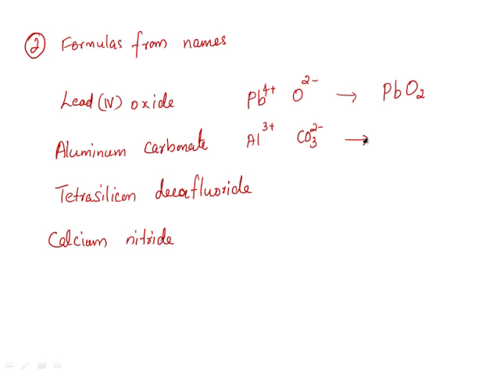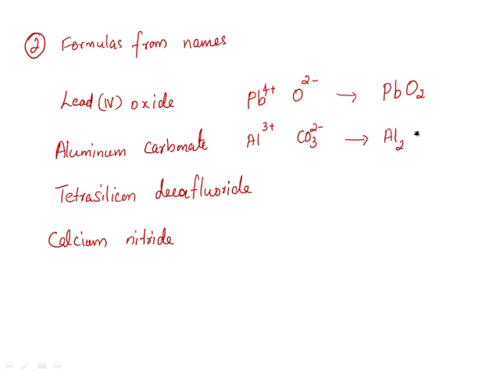Whenever we have 2 and 3, what is the number we are looking for? 6, the common multiple of 2 and 3. So if you can get 6 positive charge and 6 negative charge, it's neutral, right? In order to get 6 positive charge, how many aluminums do you need? 2 aluminums, because 1 aluminum is 3 plus, so to get 6, you need 2 aluminums. And to get 6 negative charge, how many carbonates do you need?